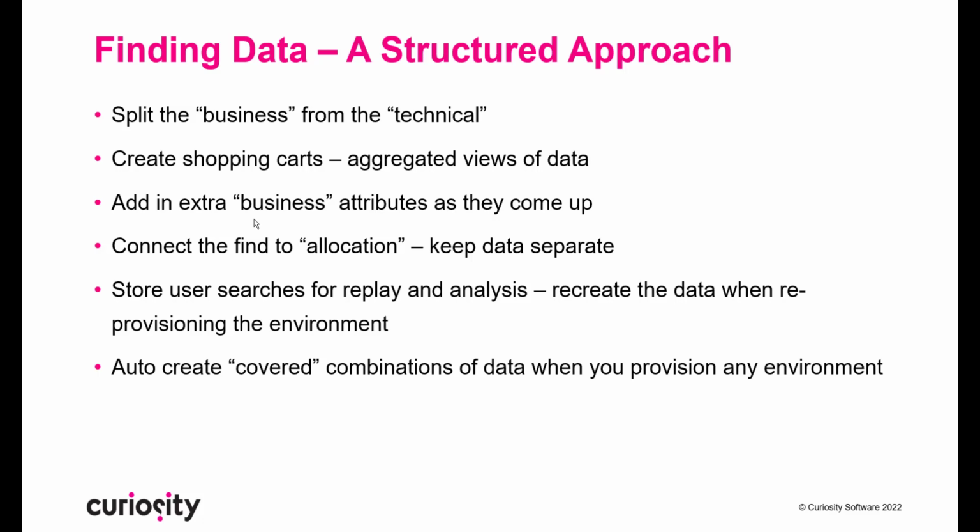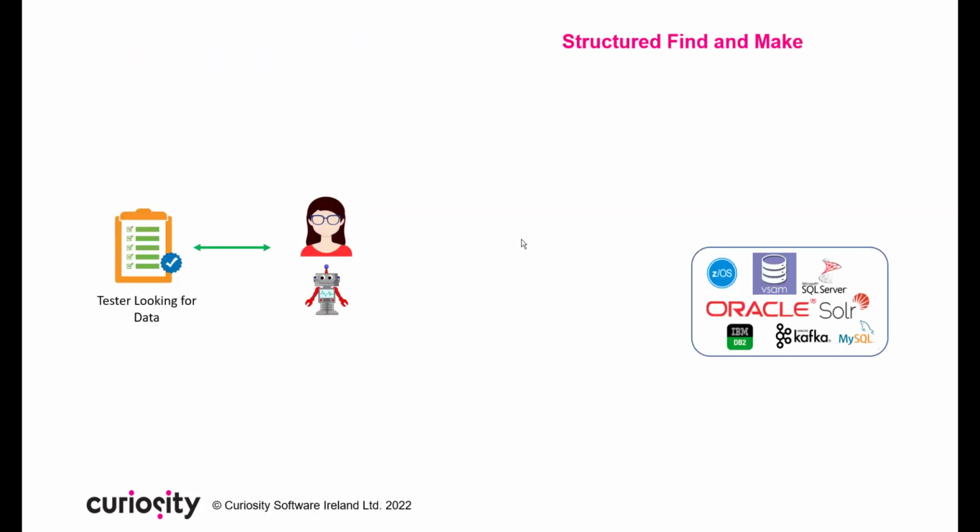You can also think about modeling, which is the idea of coverage or combinations of data. So when you provision, the environment is already provisioned with the majority of potential variations of data. And you can also think about integrating your finds into your automation. So when you define an automation script, you basically define as part of the automation script what type of data it needs, not maybe a specific account number or user ID.